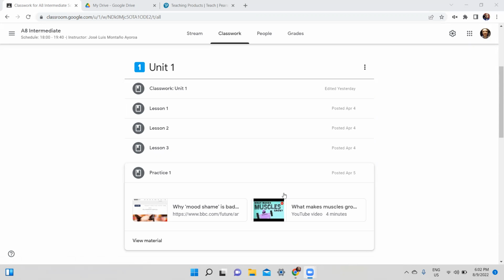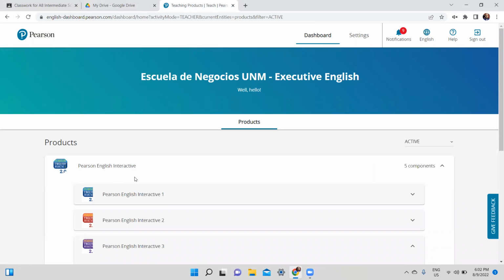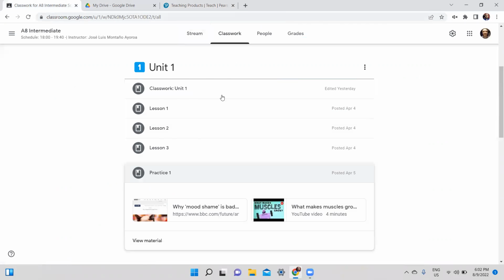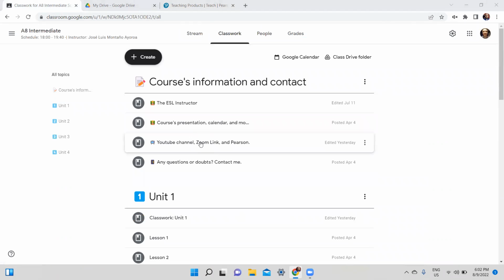So we have to start with this practice, but before this, Evelyn, do you have your username and your password for Pearson? Were you able to join this platform? Let me know, please. Yes, I have the username and password, but I don't know how to enter after the username and the password.